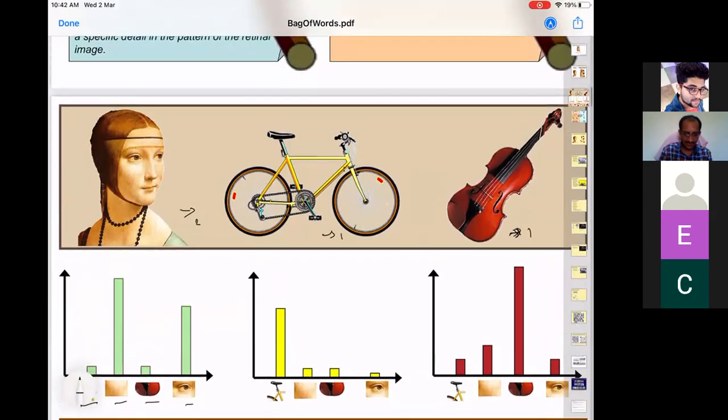As you can see here, this very clearly depicts that. A person image will have high frequency for the person patches, whereas the bicycle image will have high frequency for this bicycle class of images. And then this kind of class of images will have high frequency for this.